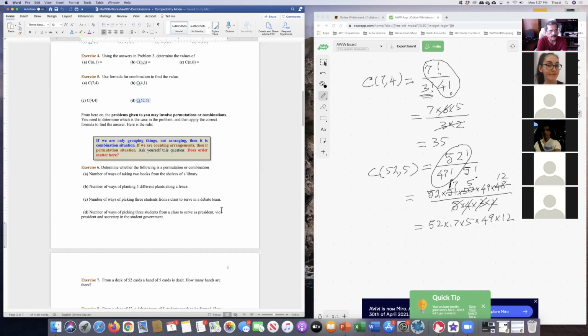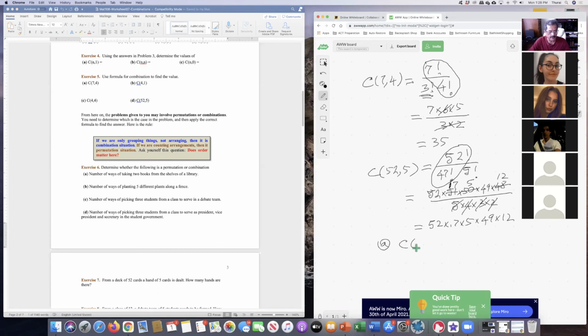Second one says number of ways of planting 5 different plants along the fence. Anyone? Permutation, because now you're arranging. There are 5 different plants, and planting the azalea first and something else second is different from planting the azalea second, right? So the order now matters. So how many ways are there to plant? That'll be permutation.